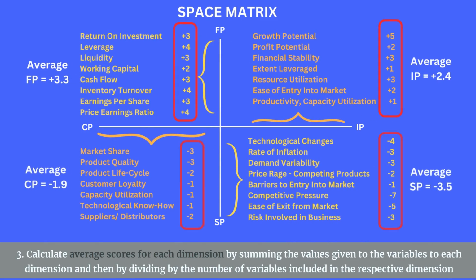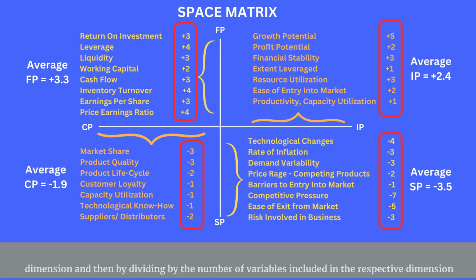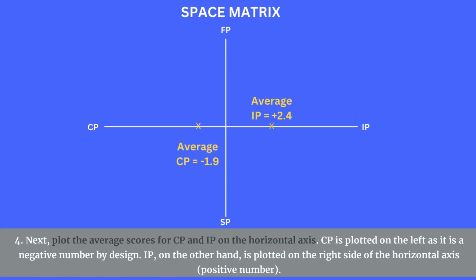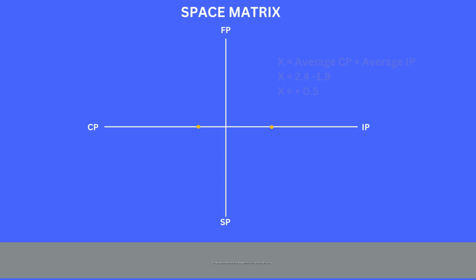3. Calculate average scores for each dimension by summing the values given to the variables in each dimension and then dividing by the number of variables included in the respective dimension. 4. Next, plot the average scores for CP and IP on the horizontal axis. CP is plotted on the left as it is a negative number by design. IP, on the other hand, is plotted on the right side of the horizontal axis, positive number.